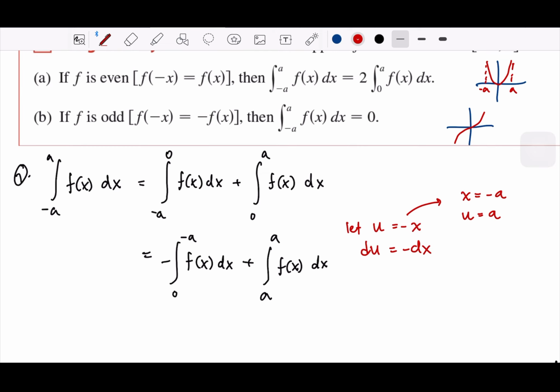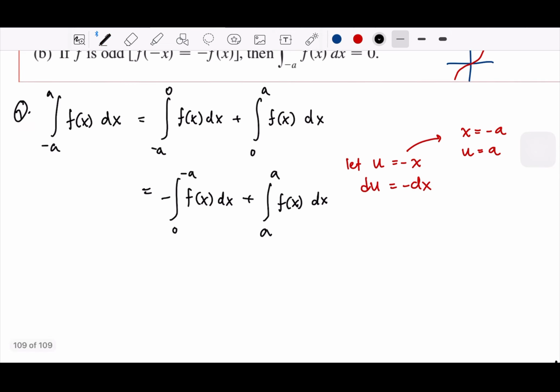And when x is a, u is negative a. Okay, the same. So then this will be equal. So let's change all the f of x with f of u, or f of negative u in our case. So we are going to change the negative a to u. So u is equal to a, so it will be a.